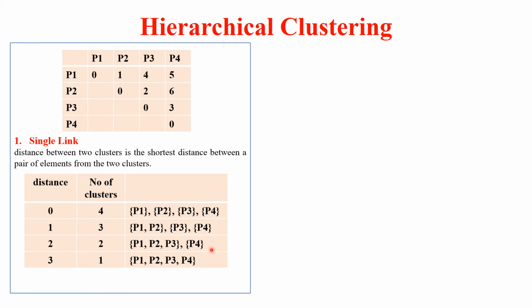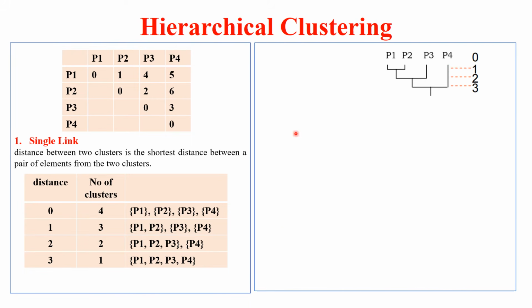This is happening with a single link. And the corresponding dendrogram is represented here. This dendrogram shows the visual representation of how the merging is happening. So at a distance 1, we are able to merge P1, P2. At a distance 2, we are able to merge P3 with that group. When the distance is 3, we are able to merge P4 with that group.